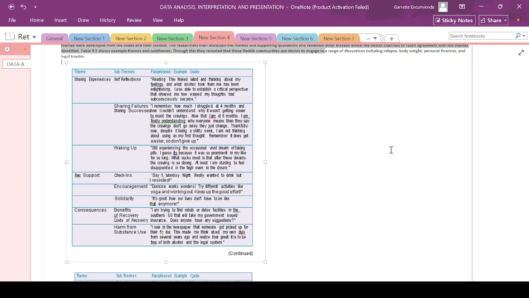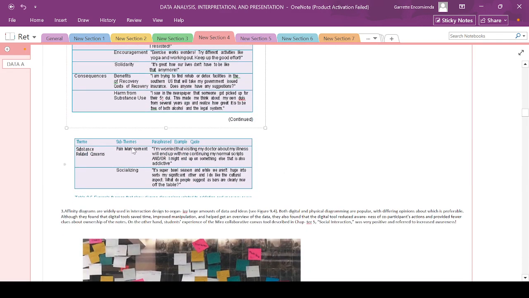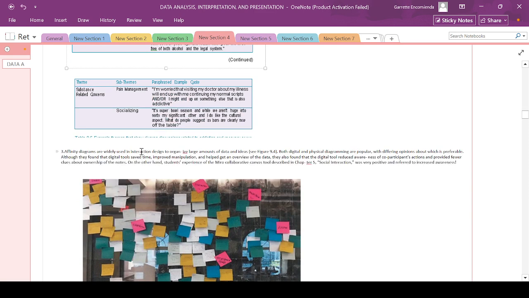Theme: peer support. Sub-theme: check-ins. Day 5, Monday night, really wanted to drink but I resisted. Sub-theme: encouragement. Exercise works wonders. Try different activities like yoga and working out. Keep up the good work. So those are examples of themes and sub-themes.